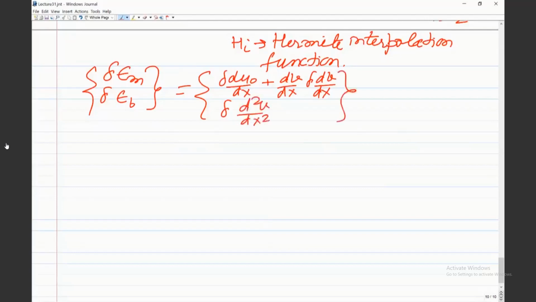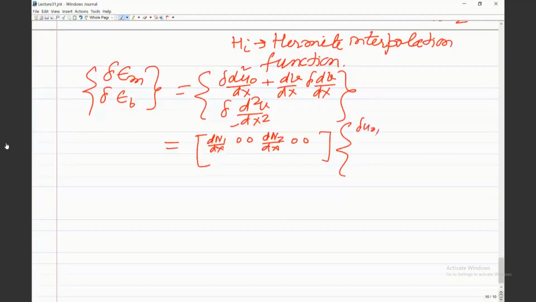So this is delta epsilon m, delta epsilon b, and you can actually write this as the linear terms put together. So this is a linear term, this is a linear term, which we want to separate out. So delta of du naught by dx would be equal to dn1 by dx, 0, 0, dn2 by dx, 0, 0, and then the degrees of freedom are going to be delta of u naught 1, delta v1, delta of dv by dx at 1, and then delta of u naught 2, delta of v2, delta of dv by dx at 2. So these are the degrees of freedom.